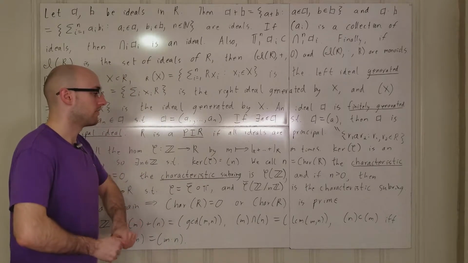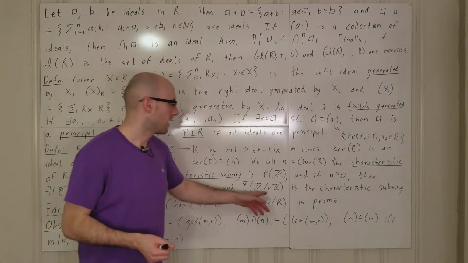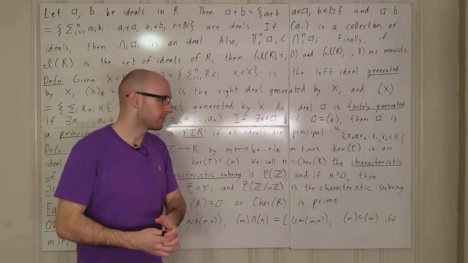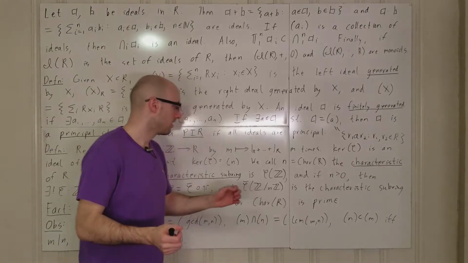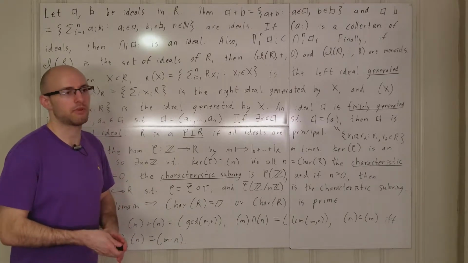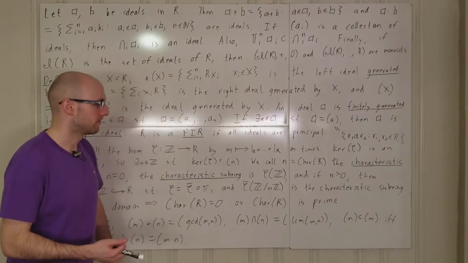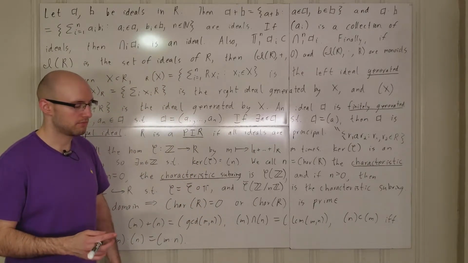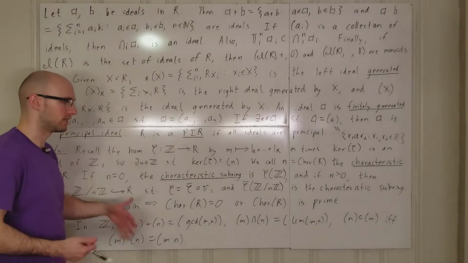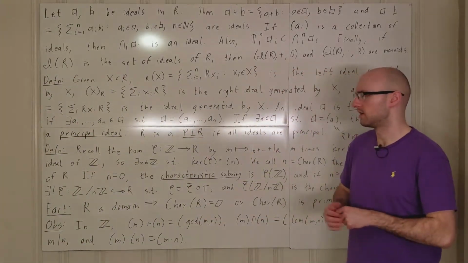But if n is not prime, then you could take two divisors of n, which are not 0, and multiply together to get n, and therefore these would be two non-zero elements of Z mod NZ which multiply together to give you 0. And so Z mod NZ is not a domain if n is not prime. That's what's going on in the background here, and that's what's motivating this. You could write out all the details for this proof, but I'll leave that to you if you want to.